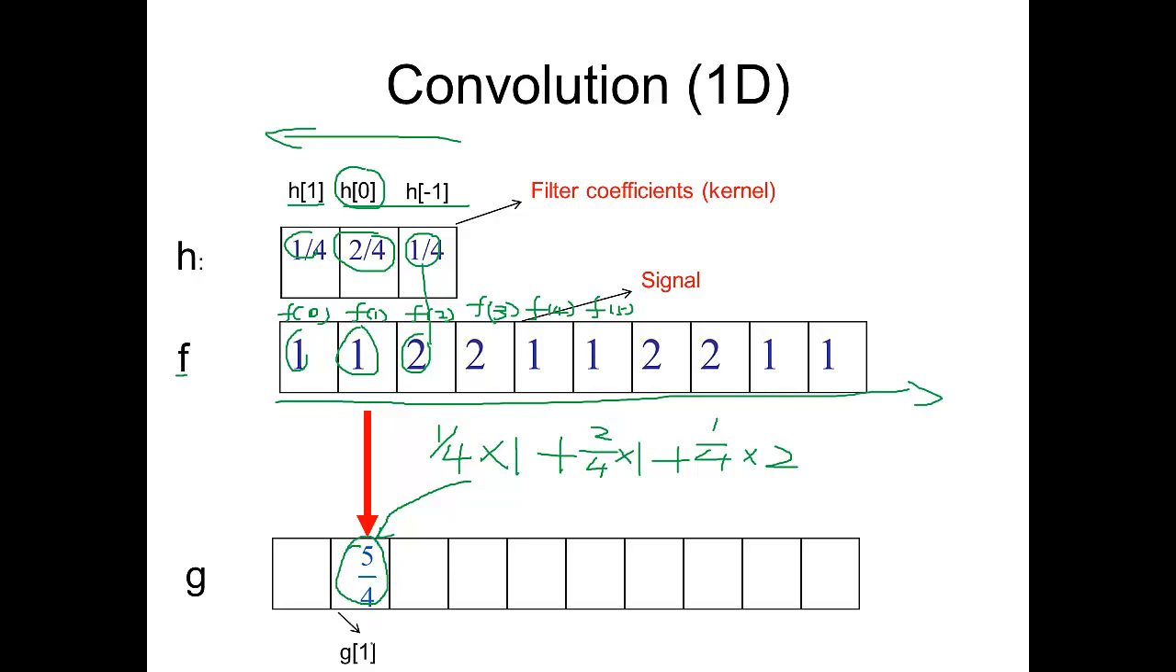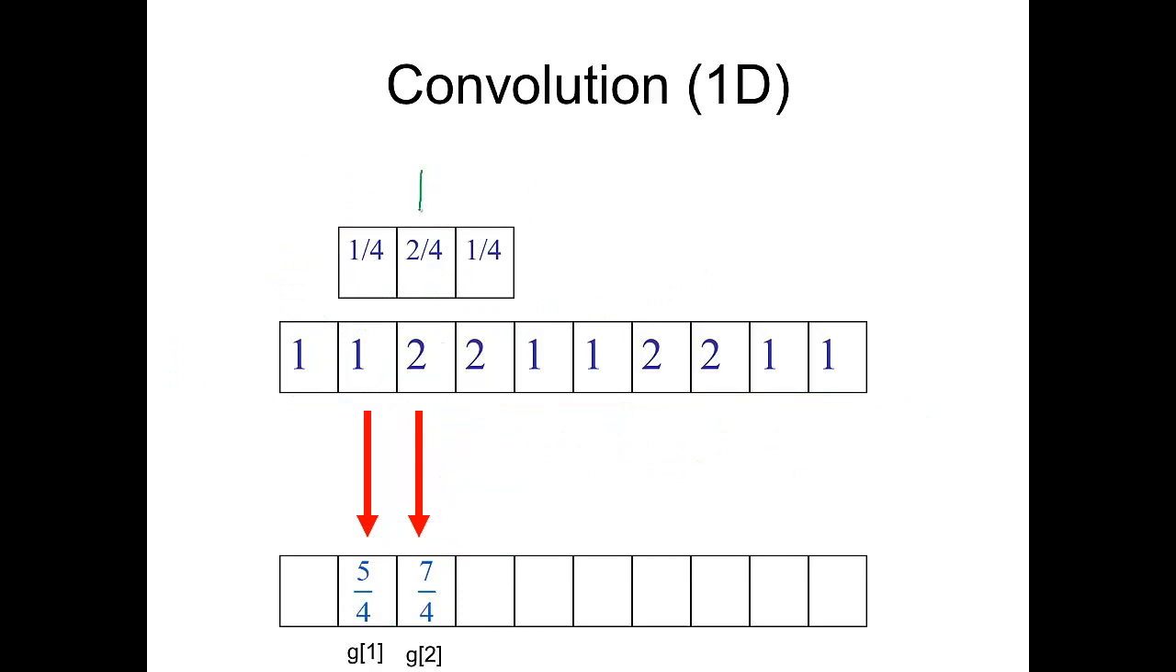Okay, that's g1. Now let's talk about how to get g2. In order to get g2, you need to do similar things as you did to get g1. The first thing you need to do is shift the whole edge to the right. See here, that's h0. This is h negative 1. This is h positive 1.